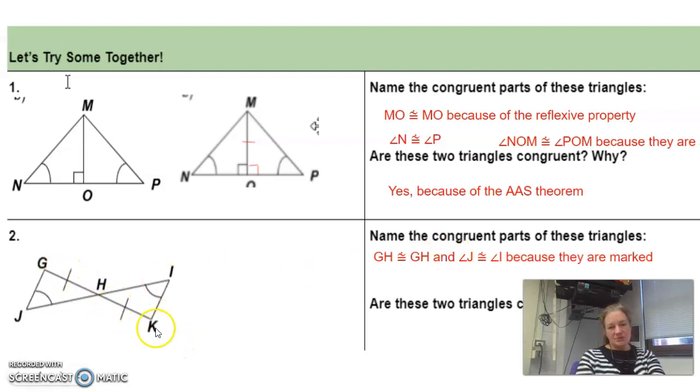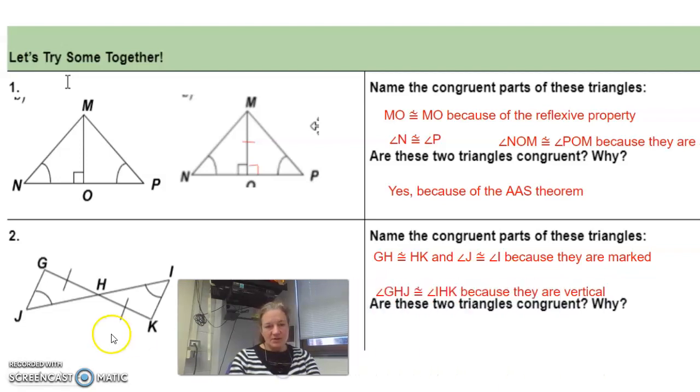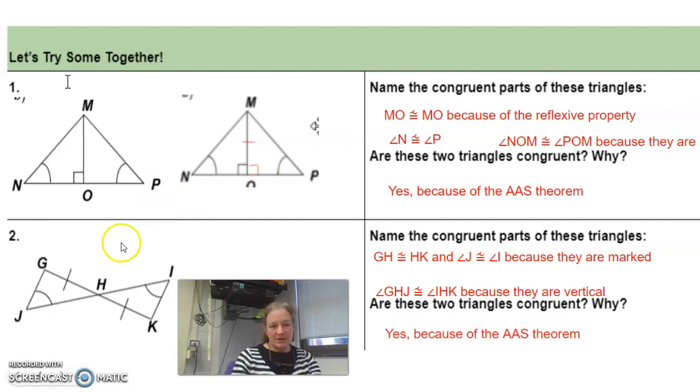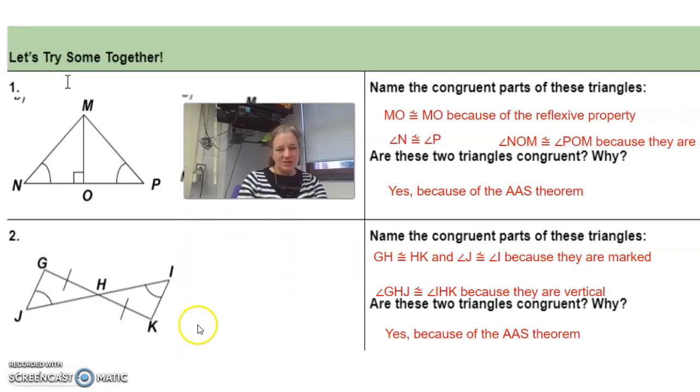GH is congruent to, that should have been HK, sorry about that. Hold on, I've got to go fix it. Okay, so I fixed it. So GH and HK are congruent, and J and I, because I marked them that way. Angle H is congruent to angle H because they're vertical. GHJ and IHK are congruent because they're vertical. So now I've got angle, angle, side. Let me go back and show you, because angle, angle, side, okay?